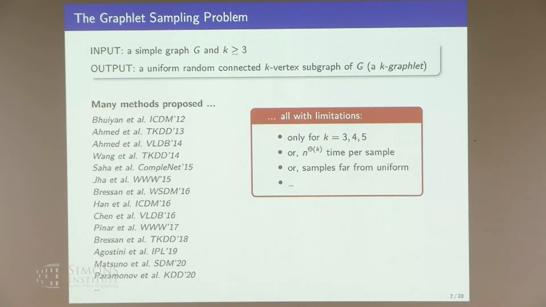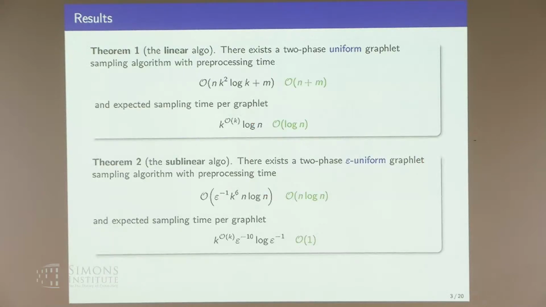If they can be extended, then many of them, in the worst case, give n to the theta of k time per sample, which you can do by brute force, of course. So that's not interesting. Or if they gave a better running time, then they yielded samples that are far from being uniform. So the situation was a bit confused. It was not clear what the actual complexity of the problem even should be, or could be.